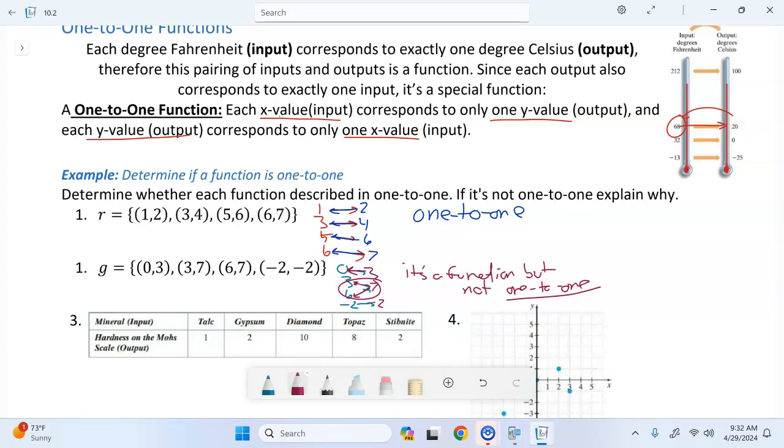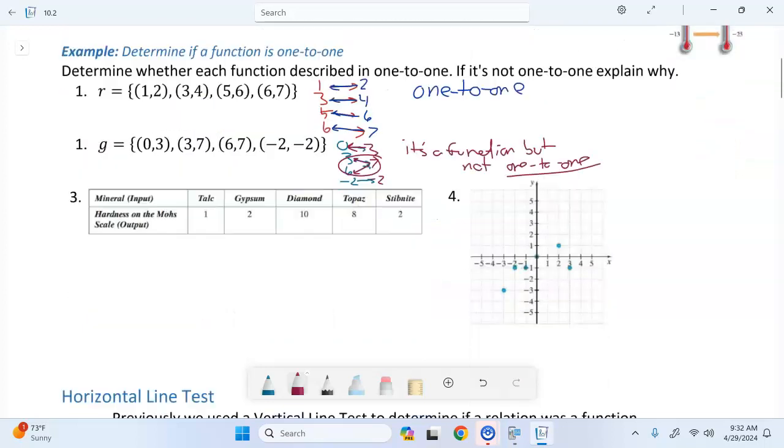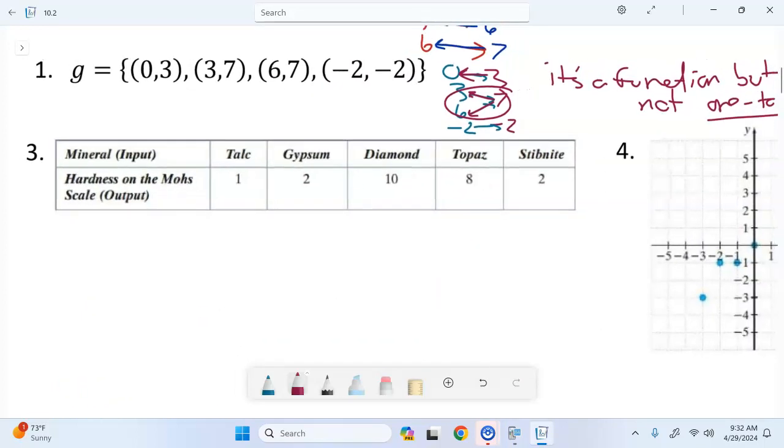Not a 1-to-1. Let's look at our chart. We have 5 different types of mineral. Those are our inputs, and we're measuring their hardness on a scale. Those are the outputs. So take a look at that and think about, is it 1-to-1? And why? Or why not? Look at the mineral to the output. Does every input correspond with one output? Does every output correspond with only one input?